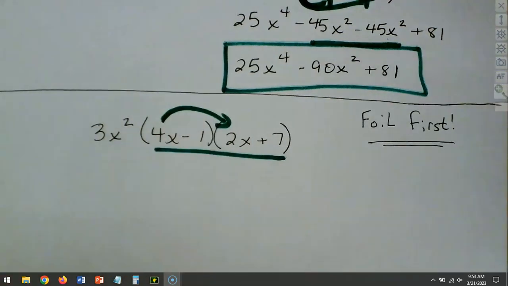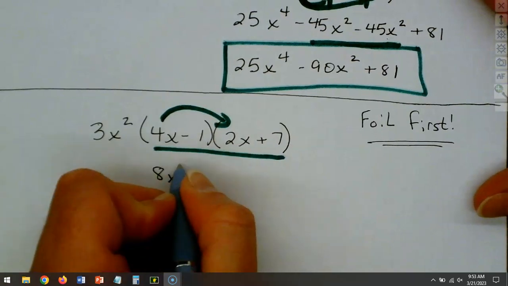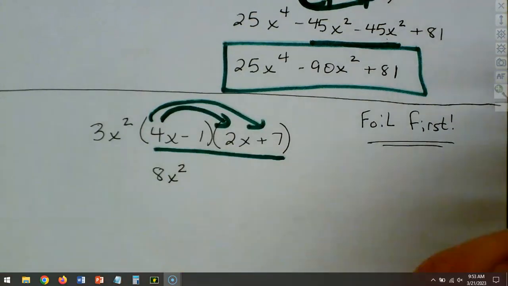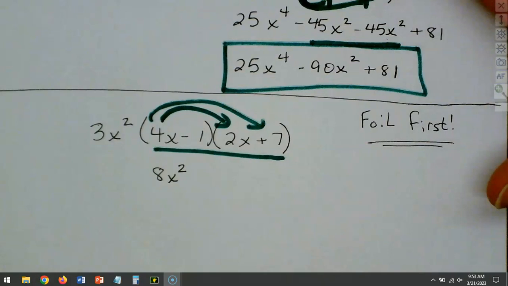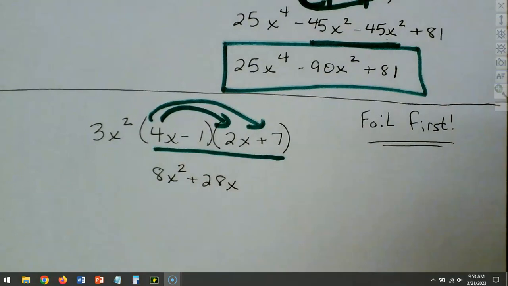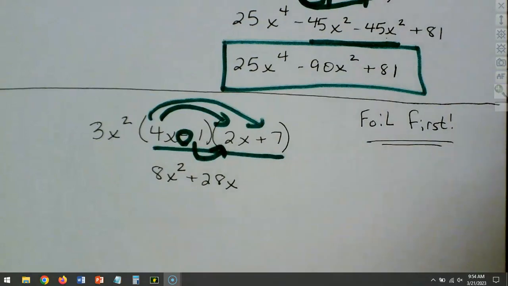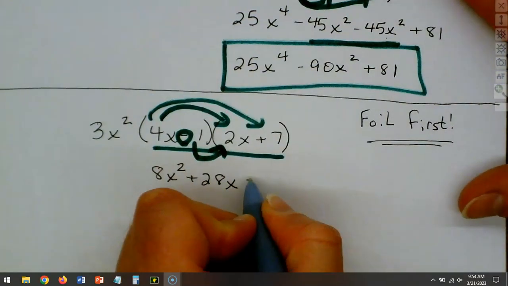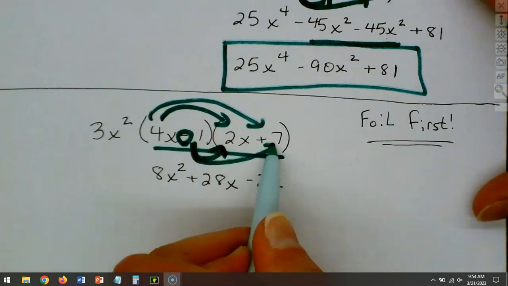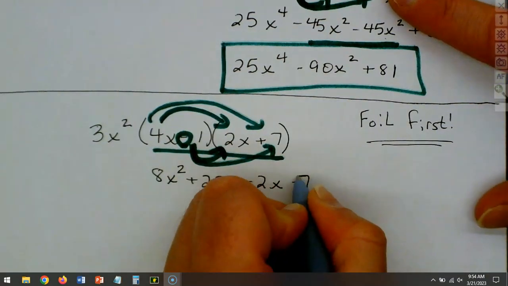So let's FOIL it out. And 4 times 2, well, that makes it an 8. And x times x is an x squared. 4 times 7, that makes it a 28x there. Inside and inside, watch your sign, because that is a negative there. Minus 1 times 2x, that makes it a minus 2x there. And finally, last times last is a minus 1 times 7. Well, that's a minus 7.